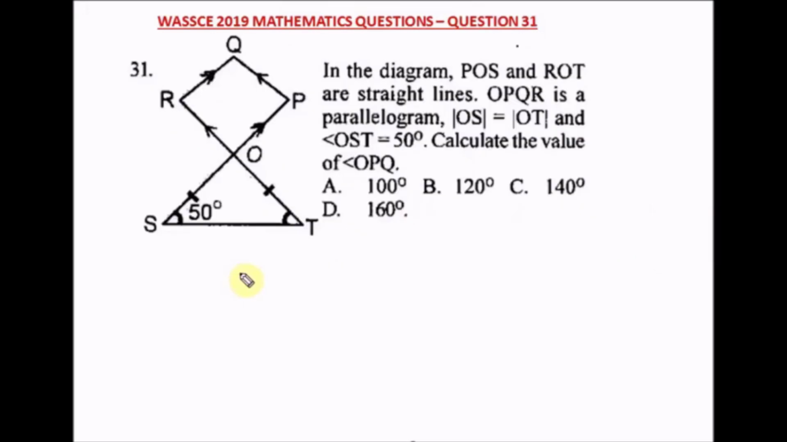Question 31 of the WAEC 2019 Mathematics Past Question. It says in the diagram, POS and ROT are straight lines. Where is POS?